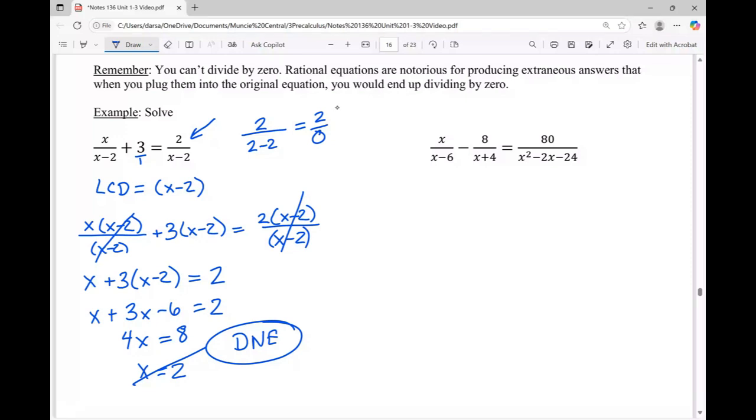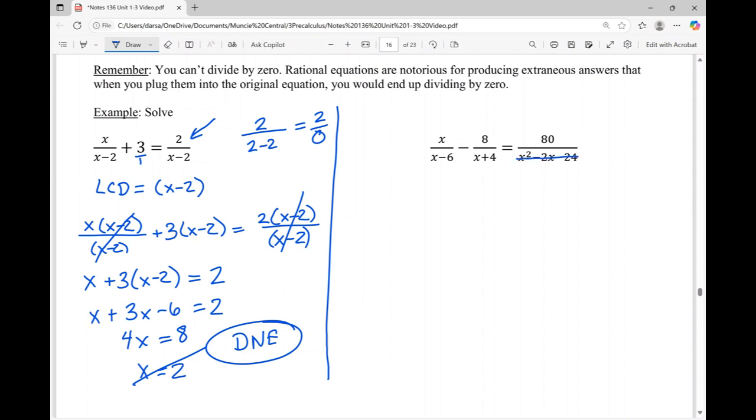Let's look at a big example of a rational equation. This is pretty much like what you'd see examined or tested, and it's a really great example because it kind of has everything in it. So, we have x over x minus 6 minus 8 over x plus 4 is equal to 80 over x squared minus 2x minus 24.